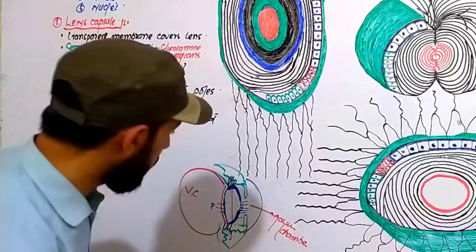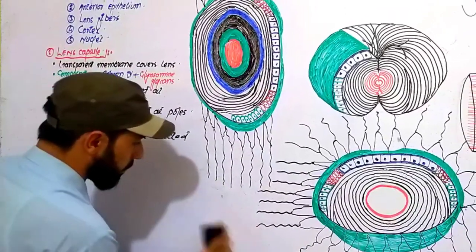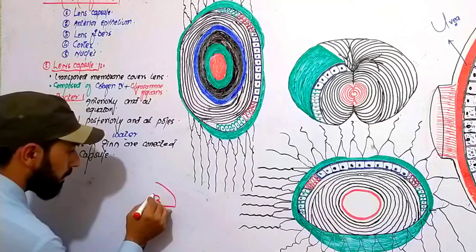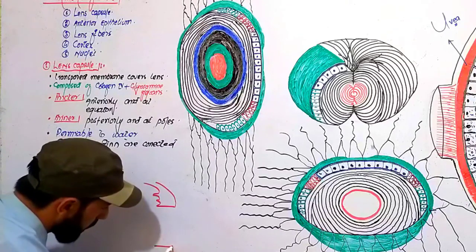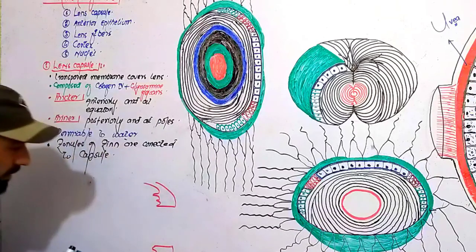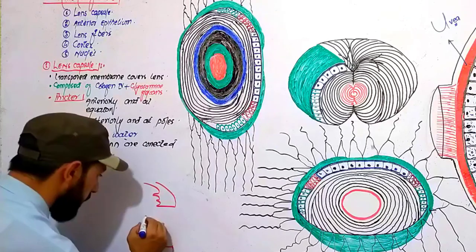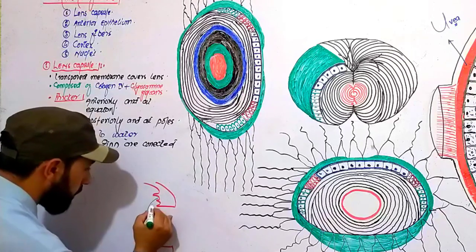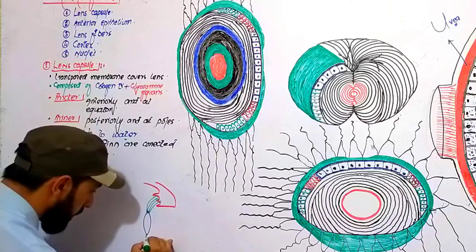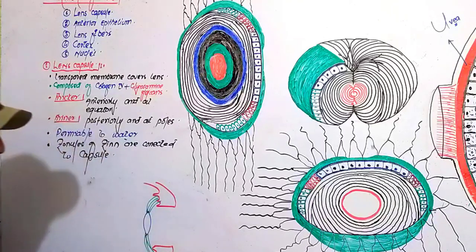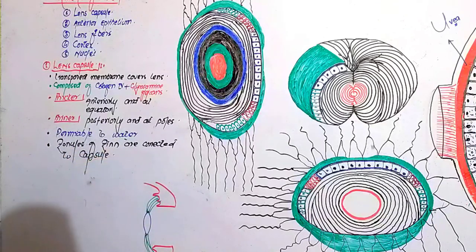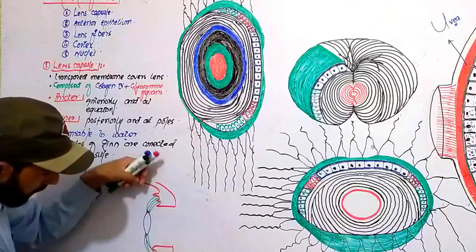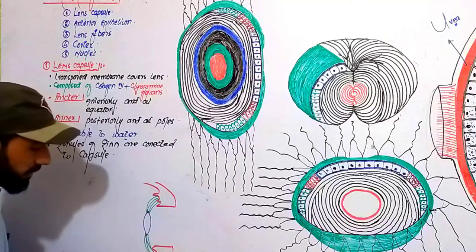If you don't understand this structure, let me make it clear for you guys. Look here. For example, here is your ciliary body, right? And here is also your ciliary body. And here you have suspended your lens, right? So to the lens, the fibers which are connected are called the suspensory ligaments or the zonules of Zinn. And these zonules are connected to the lens capsule, and they hold the lens attached to the ciliary processes of the ciliary body.